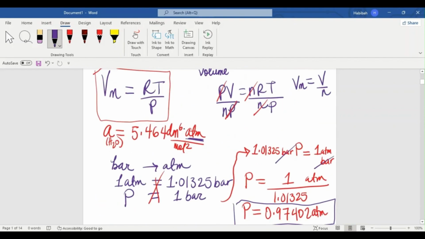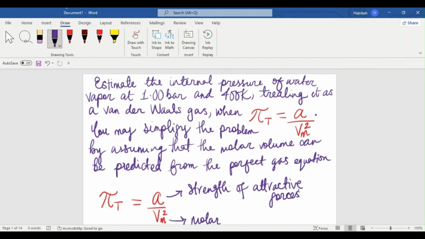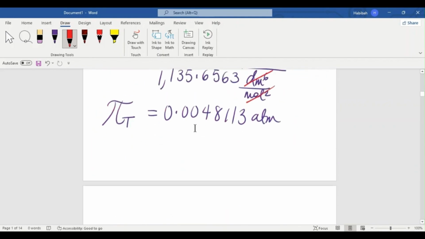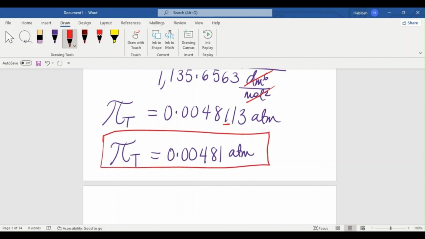But the thing about chemistry is that we have to put things in the proper number of significant figures or decimal places. We see that we're given the pressure 1.00 bar in three sig figs and the temperature of 400 kelvins, which is also three sig figs. That means we have to put our answer in three sig figs. So really, the internal pressure, the answer for it, is simply 0.00481 atmospheres. So that is basically how you solve this question.